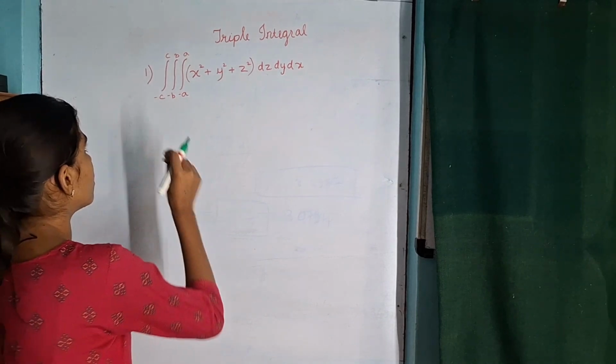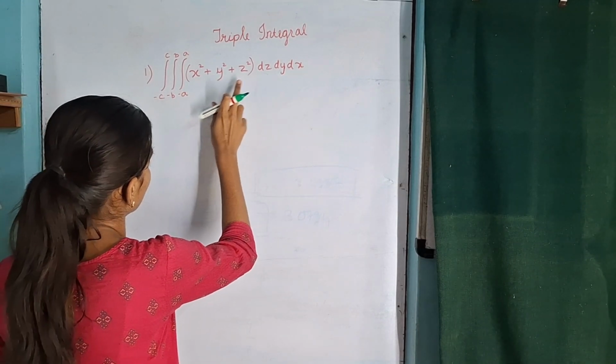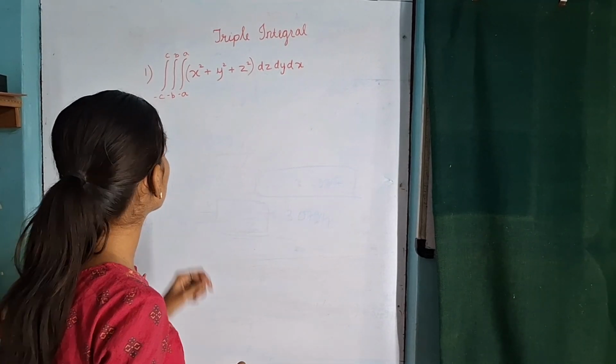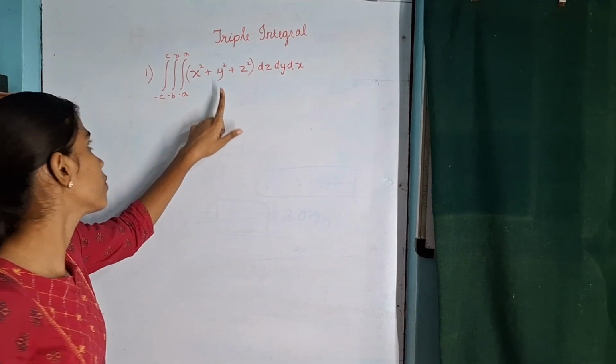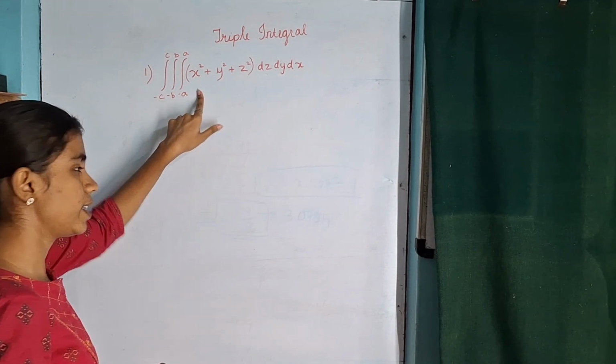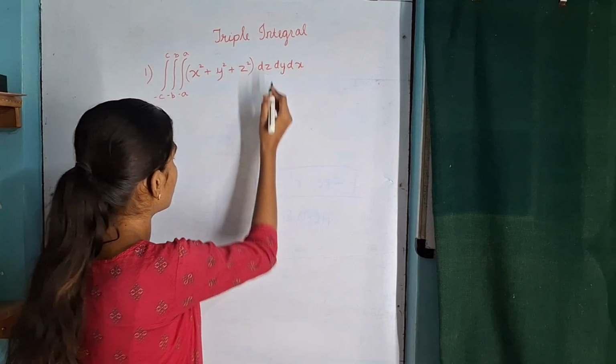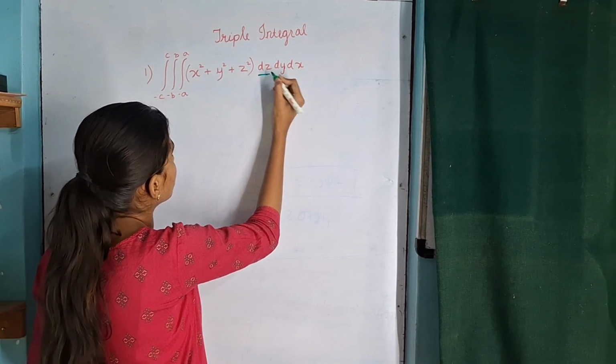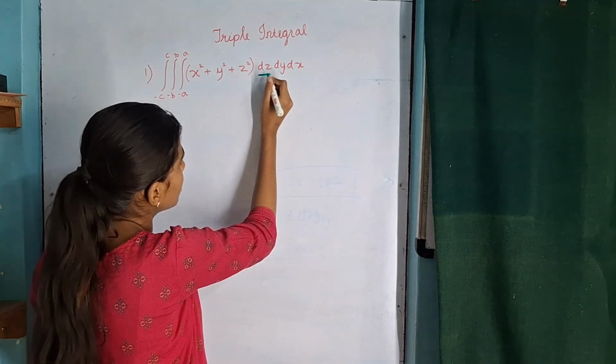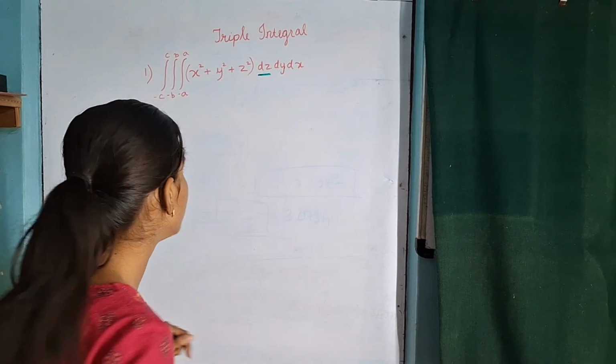The question for triple integration is x square plus y square plus z square. Here we are going to integrate it 3 times, once for the z, once for the y and once for the x. So the question arises is which term we have to integrate first. Whichever term is here first, that you have to integrate first. Here z is there. So we are going to start with integrating z.